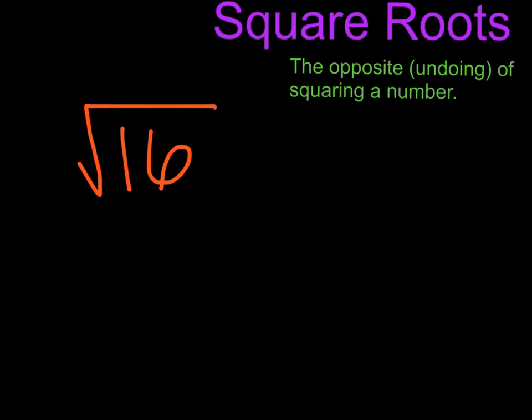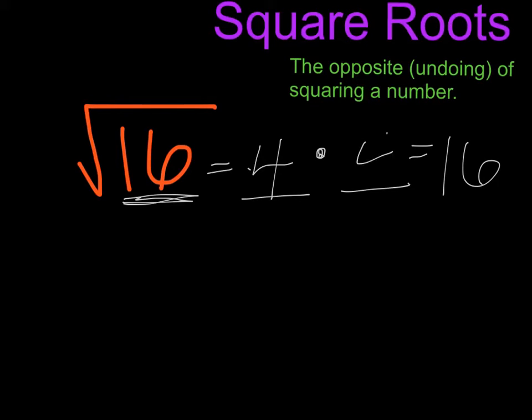Alright, square roots. It is the opposite of squaring a number. In other words, it undoes that. So how this works, you take the number inside the square root sign and you want to figure out what number multiplied by itself is going to give you an answer of 16. In this case, it would be 4 times 4, which is also 4 squared, which is why it's undoing. And that means the square root of 16 is 4.